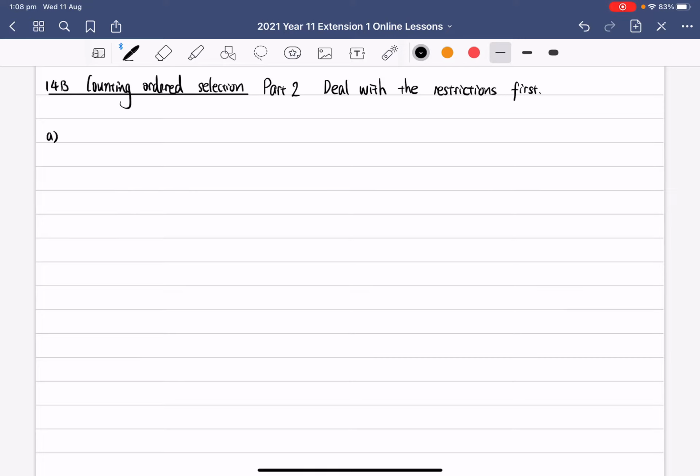All right, so the first question asks you how many different arrangements of the letters from the word mirror are possible if two vowels are next to each other. So I'm just going to write down the word we have. All right, so we've got the word mirror. I'm just going to simplify the question, and I think you understand what the question is about: two vowels are next to each other. This is the first part of the question.